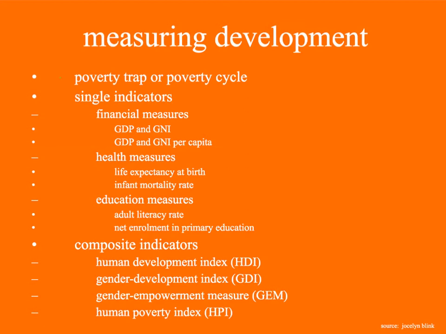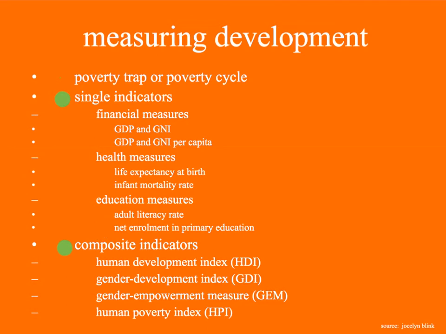Then there are two main sections of this unit, right? The first one is these single indicators of development, and then these composite indicators of development. Inside the single indicators, we're going to look at financial ways of measuring development, health ways of measuring development, and educational ways of measuring development. Each one of these measures has its own tools: gross domestic product and gross national income, both per capita. Health measures look at life expectancy at birth and infant mortality rate, and education measures look at adult literacy rates and net enrollment in primary education.